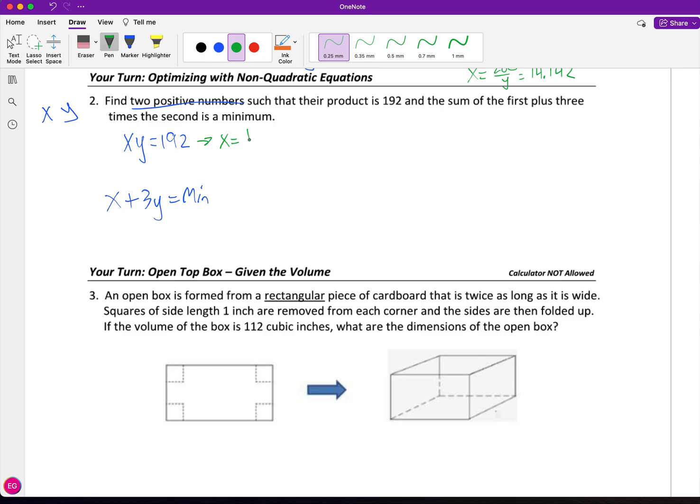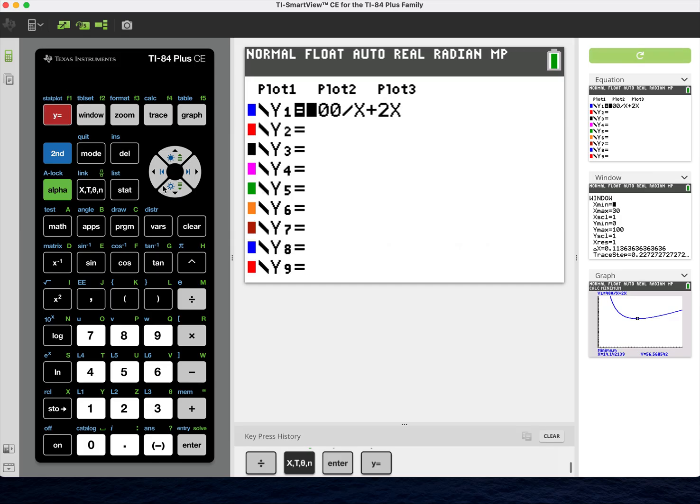Let's do that same idea. I'm going to do x is 192 over y, and then I'm going to replace it in this equation right here. So my minimum that I'm trying to find is going to be 192 over y plus 3y. And I'm going to jump and graph this in the calculator. So just type that in super quick, 192 divided by x plus 3x.